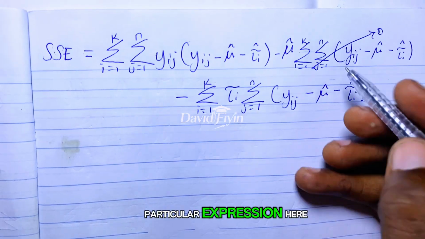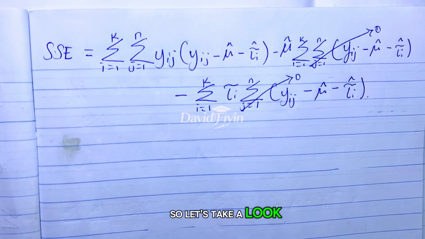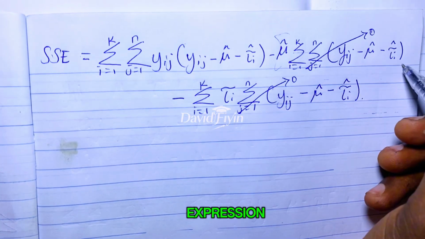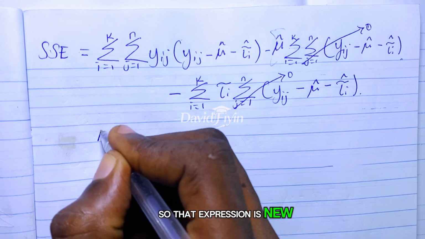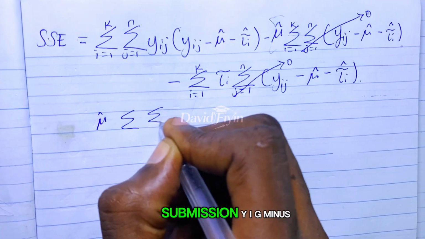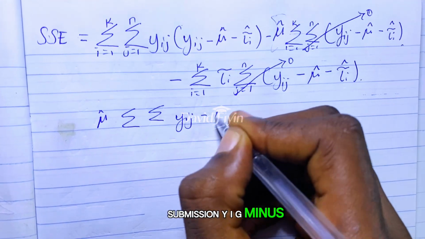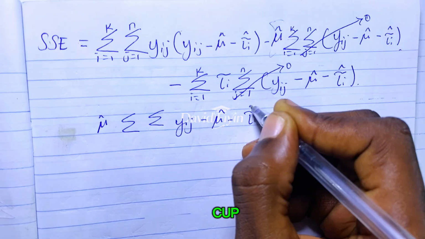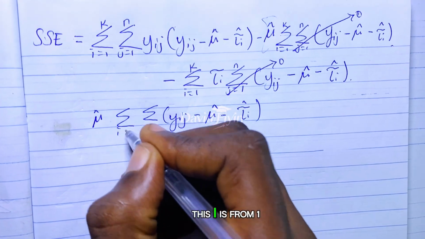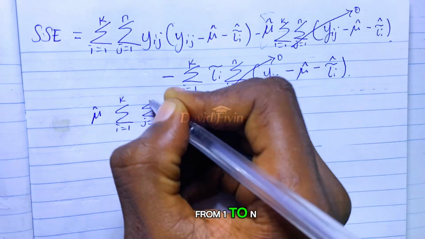And if we evaluate this particular expression here, it's going to give us 0. So let's take a look into that. Let's start with this expression. So that expression is mu cap summation (Yij minus mu cap minus tau i cap). This summation, this i is from 1 to k, here j is from 1 to n.